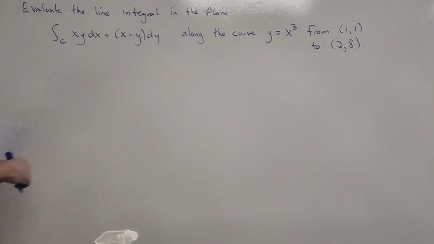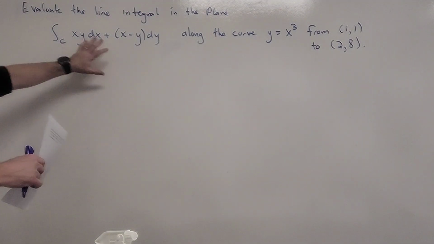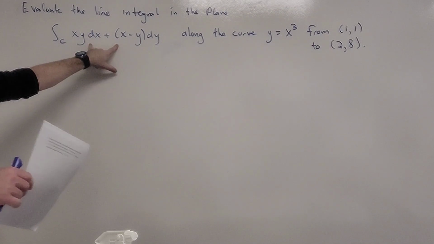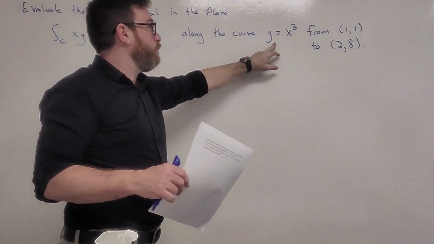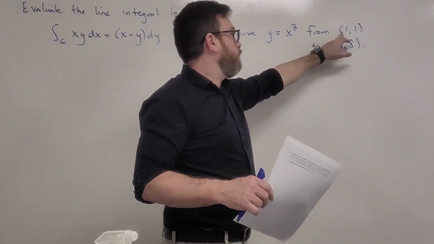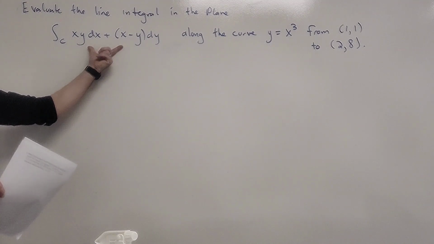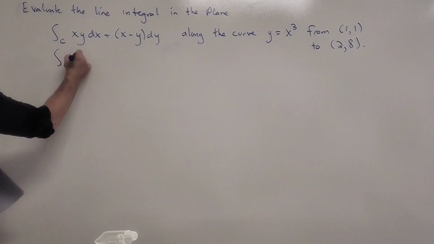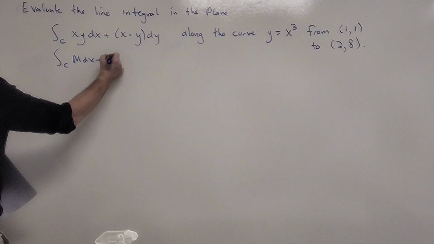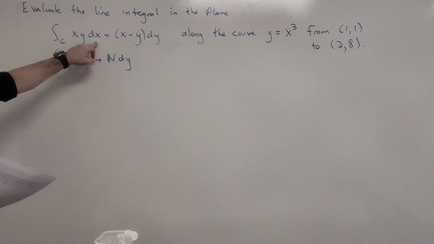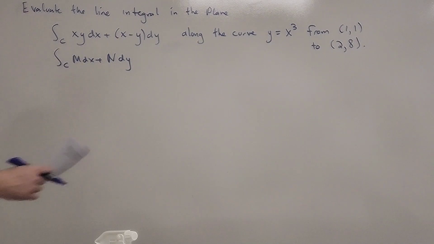So I want to evaluate the line integral. Now what we've written is the line integral in this differential form. So I want to do the integral of this along the curve y is equal to x cubed from the point 1, 1 to 2, 8. If you look at this form, this looks a lot like the integral over C of m dx plus n dy, and that's because it is. This is nothing more than the work integral or your flow integral.